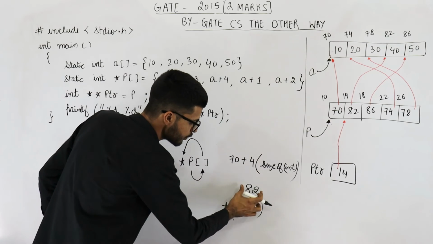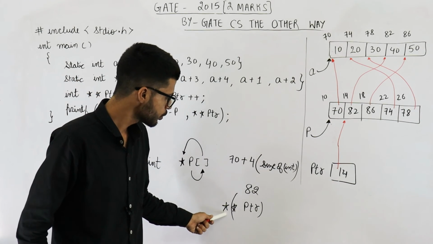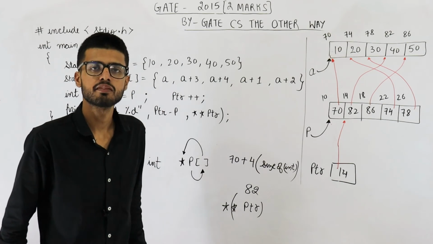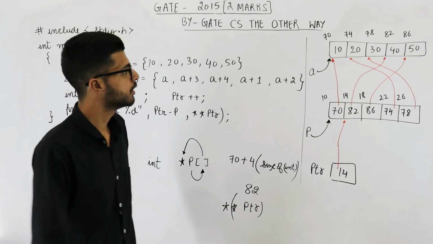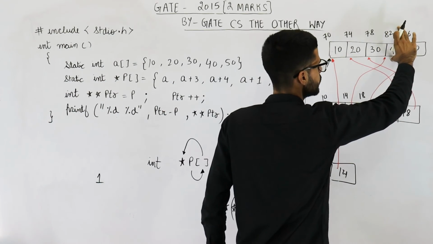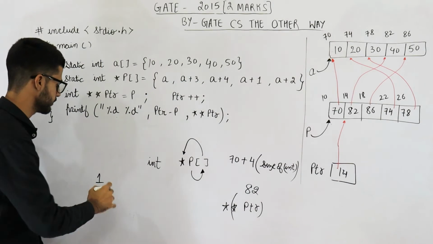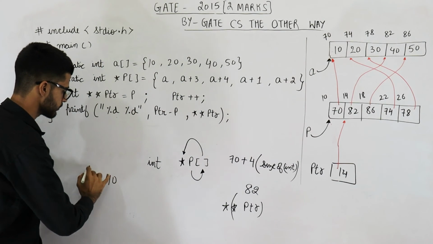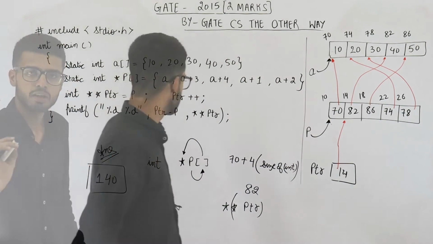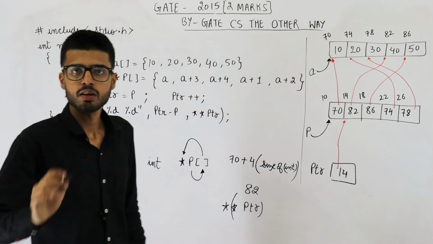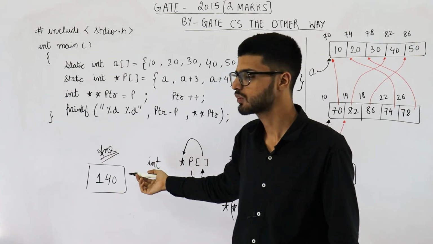Then there is a star with 82. Star with 82 means go to address number 82 and take the value. Star means the value at address operator. So what is the value at address 82? First find where is 82. This is 82. The value saved here is 40. So star star ptr means 40. This is the answer to this question. So this program will print 1 and 40. They were asking what is the output. The output is 1 40.